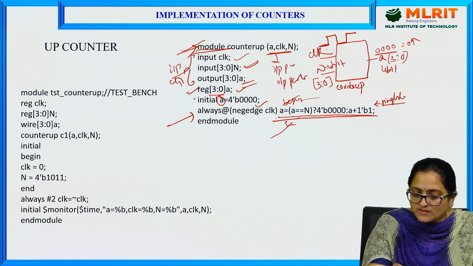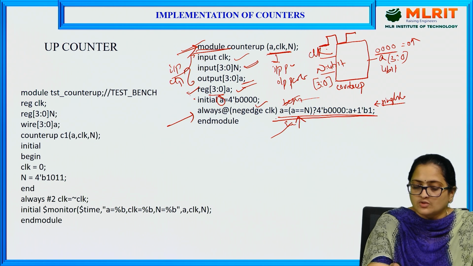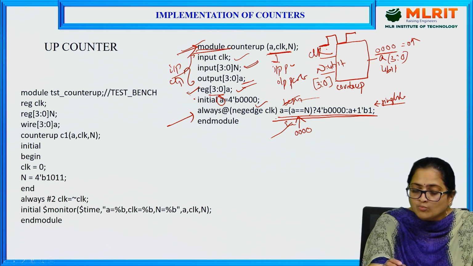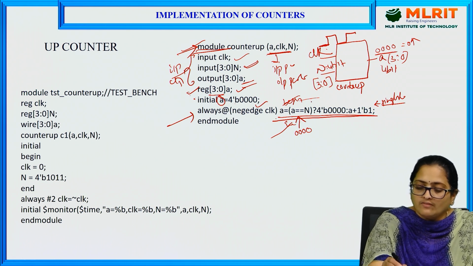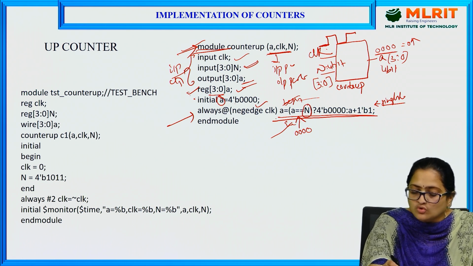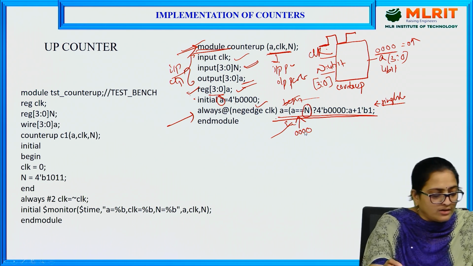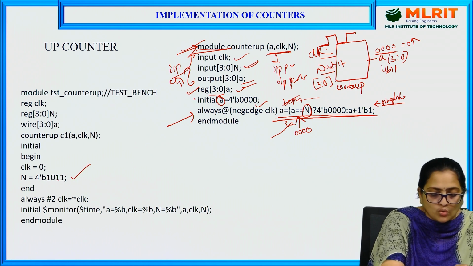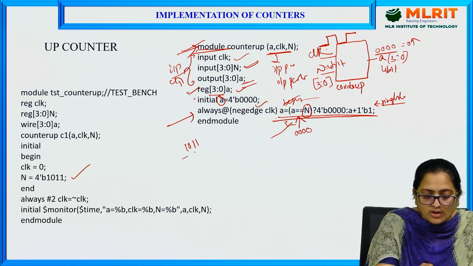See, first it checks. This is a ternary operator. First it checks A is equals to N. What is A value? 4-bit binary value of 0, 0, 0, 0. I didn't represent the N here, and I will represent the N value in the test bench code, not here. Here, for example, if you can see, the N value is 4-bit binary value of 1011. 1011 is the N value which I have taken in the test bench, not in the design description.